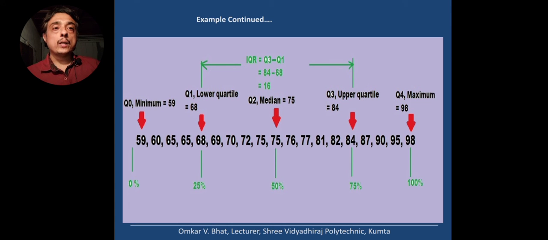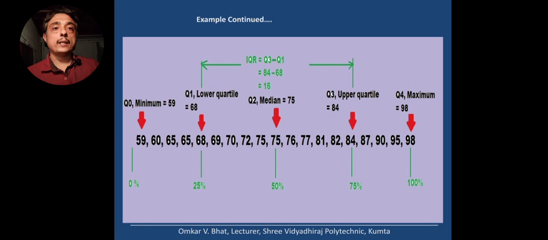Then upper quartile. Next, upper quartile is calculated. What is upper quartile? Upper quartile is nothing but median of upper half of the data set. So which is upper half? Upper half is from 50% to 100% of the data set. So median means middle value. So in the upper half, the middle value is 84. Therefore, upper quartile Q3 is 84. So in this manner, all the quartiles are calculated.